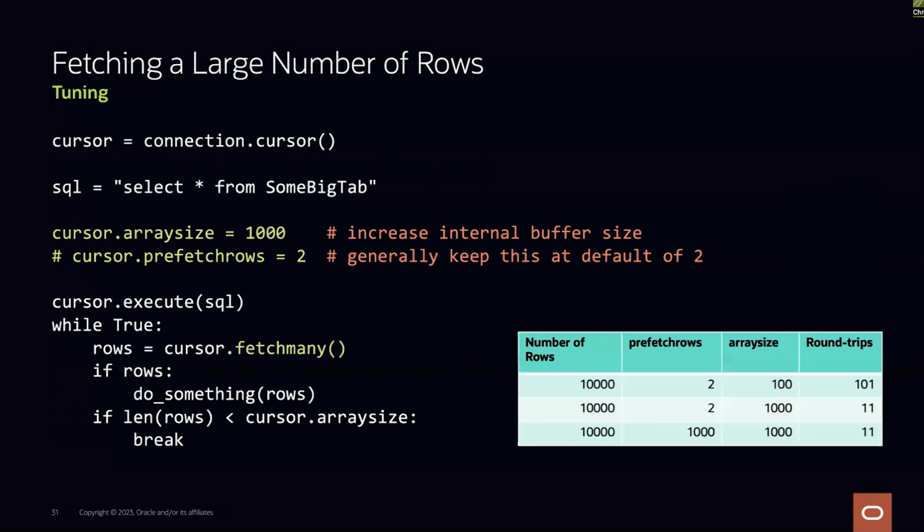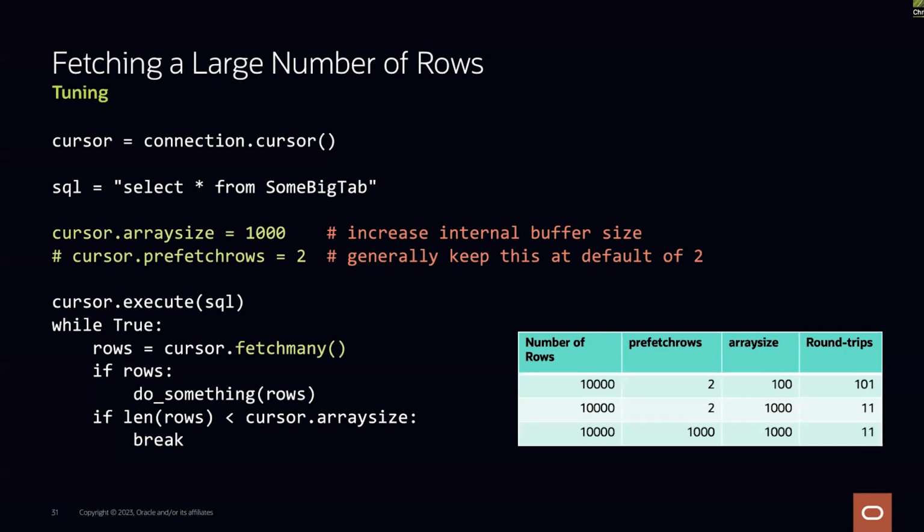And you can see if I had played with the various values of prefetch rows and array size, the defaults in the top two for prefetch rows and array size, you'd have to do 101 round trips to the database between Python and the database: get rows, get rows, get rows, get rows. By bumping these things up, prefetch rows to 2, array size to 1,000, you can reduce that down to 11 round trips.